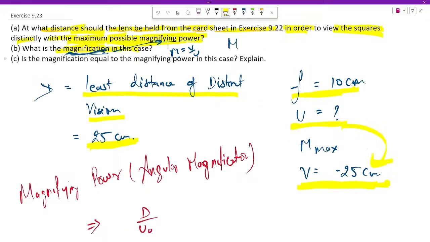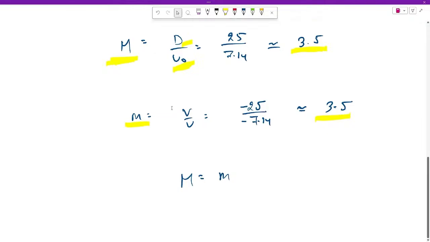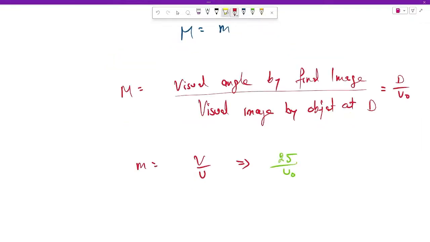Here we have found the value of linear magnification in this case, and we saw that the magnification is equal to the magnifying power in this case, so the answer to this question is yes. Now how did this happen? How did the magnification become equal to the angular magnification? We know that angular magnification is given as the visual angle formed by the final image divided by the visual angle formed by the object at D. The formula for angular magnification is capital D upon u naught, where u naught is the object distance from the objective or the lens.